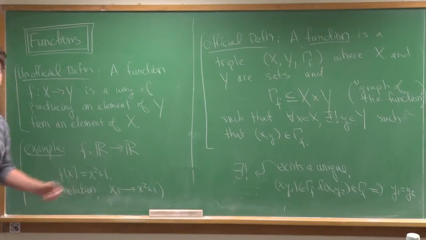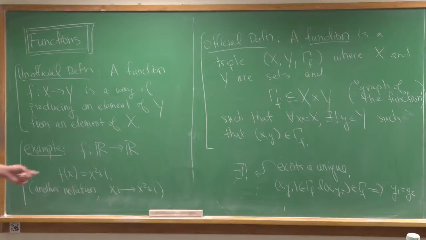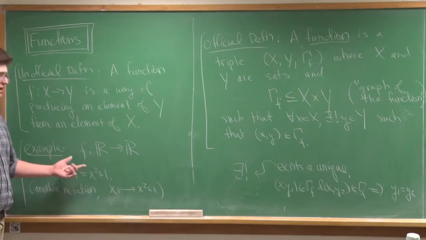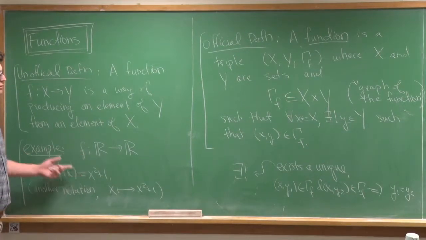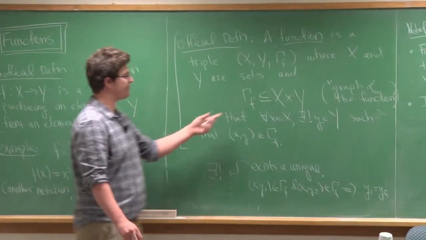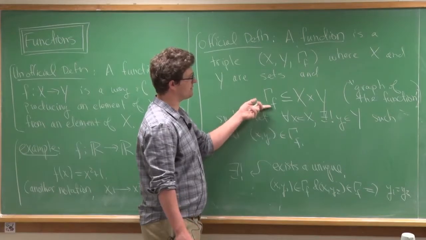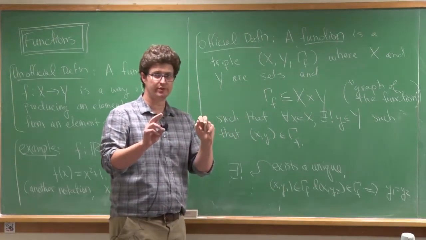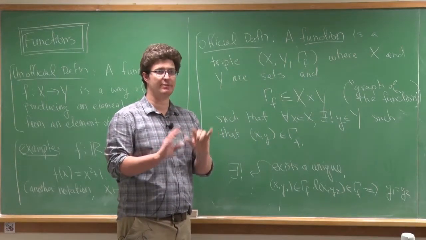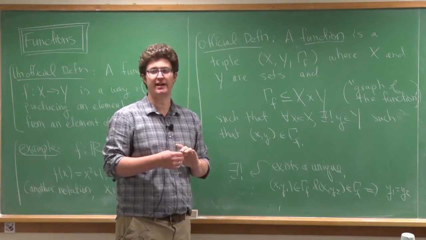And so in order to specify a function fully, we need to specify the domain, the range, and the codomain rather than just a rule. And the rule is also encoded by the graph. So using this technical definition, we could have two rules which give the same graph, and then we consider those functions exactly the same.